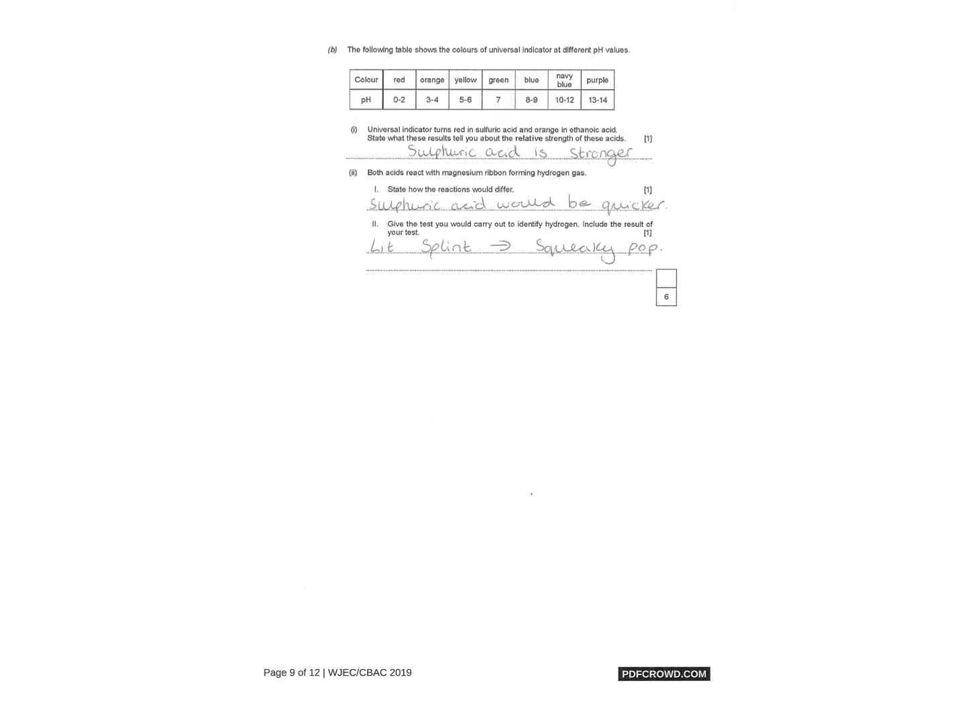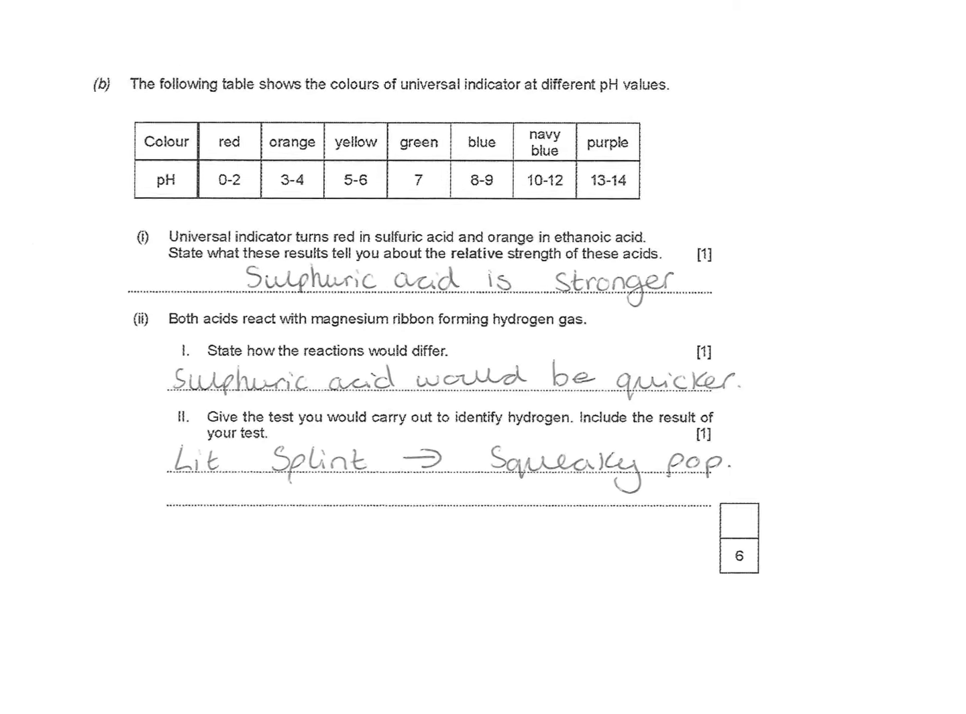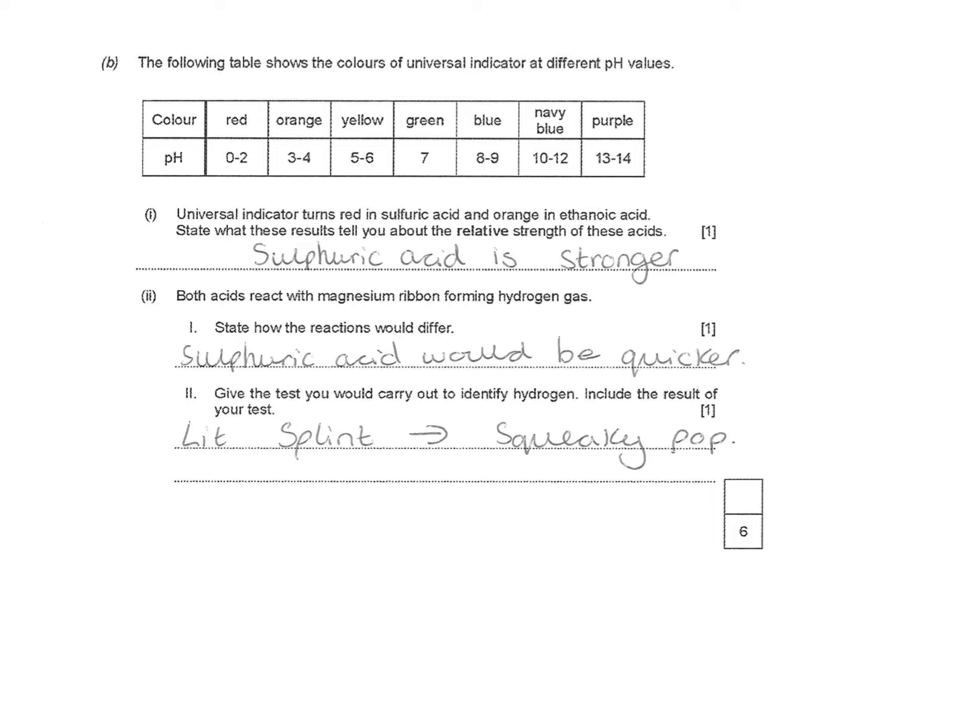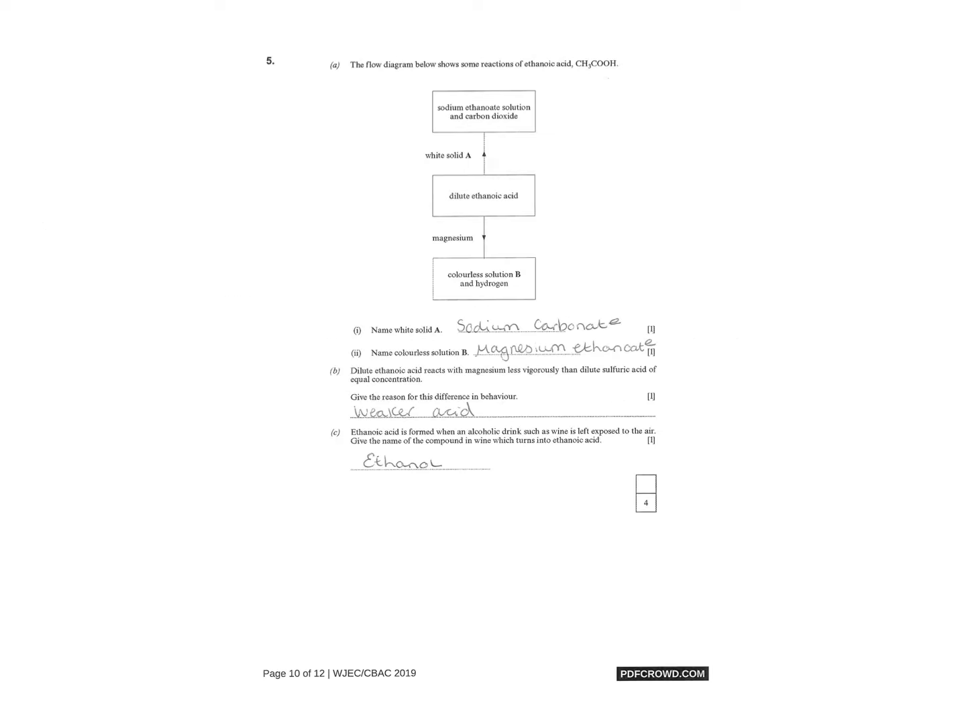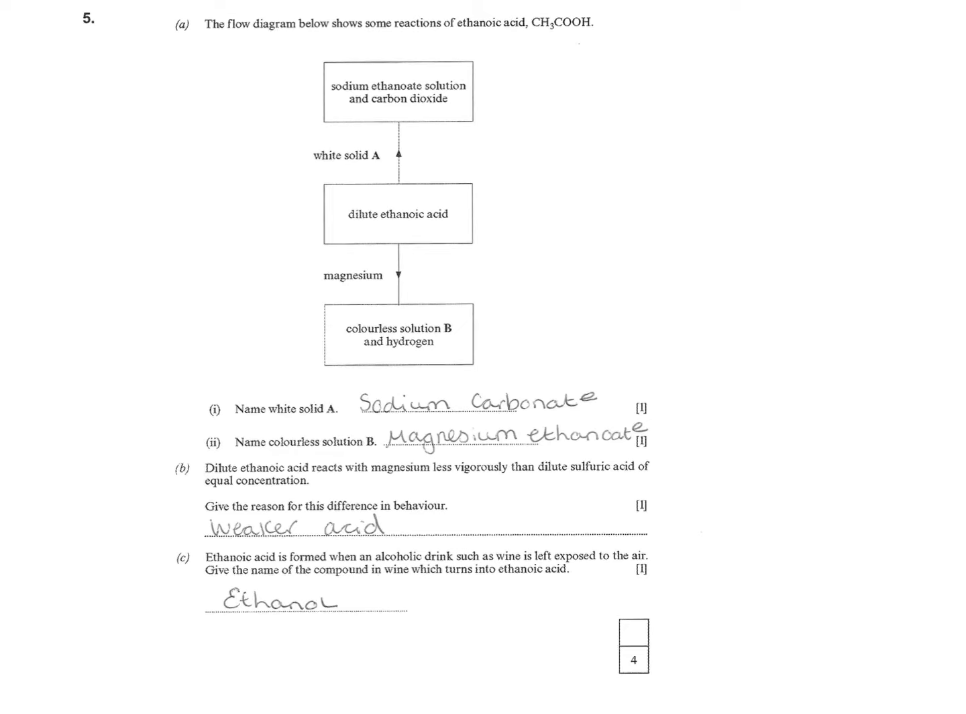Next one then, universal indicator turns red in sulfuric acid, orange in ethanoic acid. What does that tell you? Well, sulfuric acid is a lot stronger of an acid than ethanoic acid. Both react with magnesium ribbon and form hydrogen gas. State how the reactions would differ. Sulfuric acid would be quicker and have a higher temp rise. Okay, give the test you would carry out to identify hydrogen. Lit splint, squeaky pop. Another one of these flow diagrams.